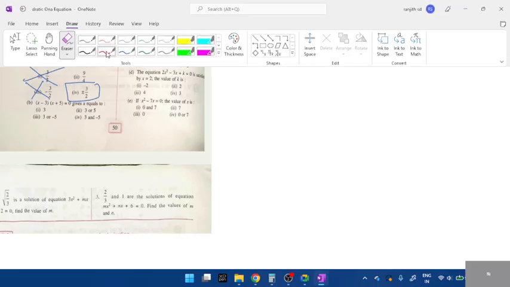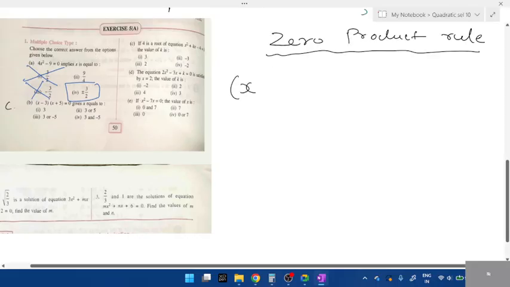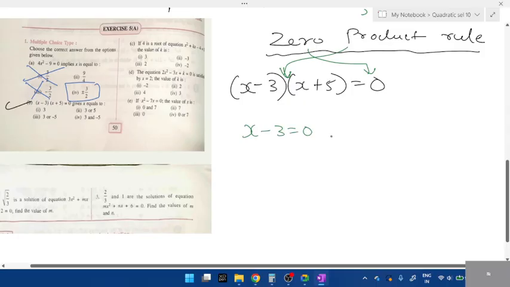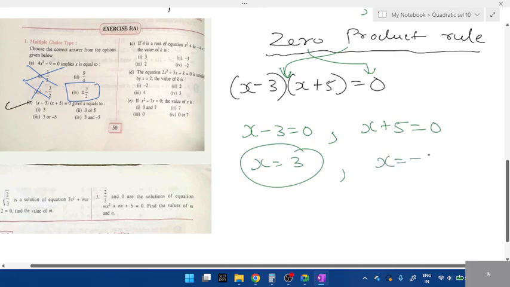Okay, so what do you mean by zero product rule? Look at this question. x minus 3 into x plus 5. There are two factors. Can you see in between there is multiplication and right hand side is 0? According to zero product rule, take the first factor, equate it with 0, comma, take the second again. What is x value? 3. And 5 goes to the other side. Another x value is how much? Minus 5. So the answer for x is 3 and minus 5.